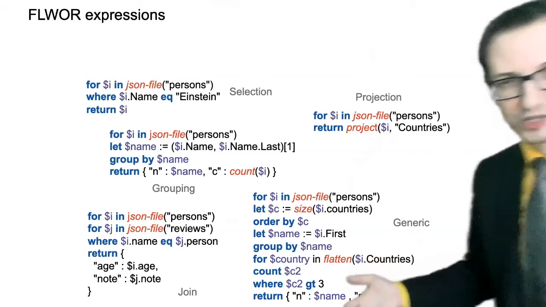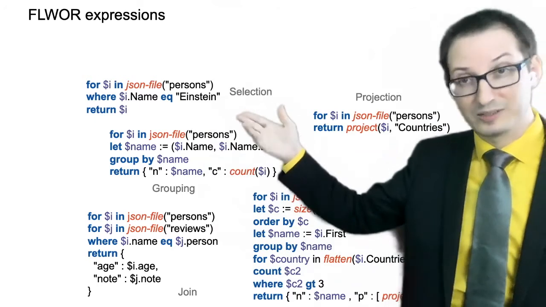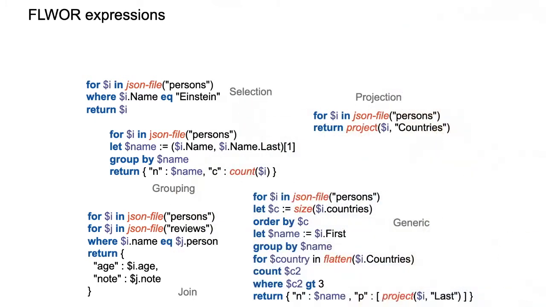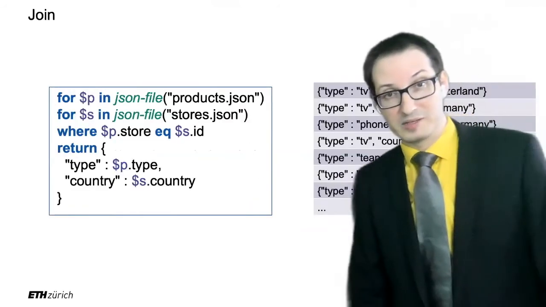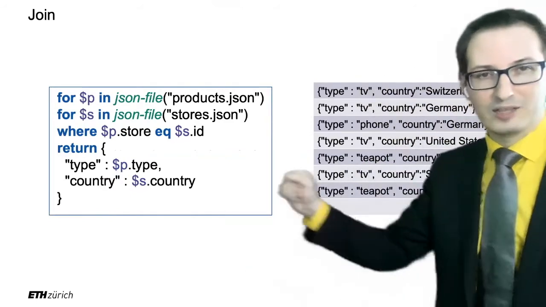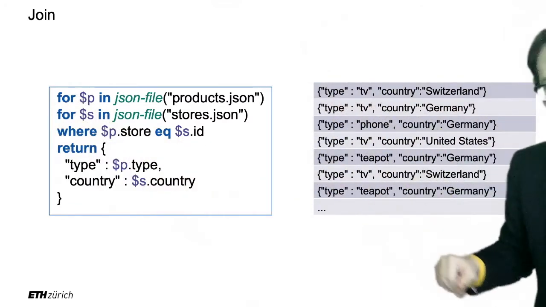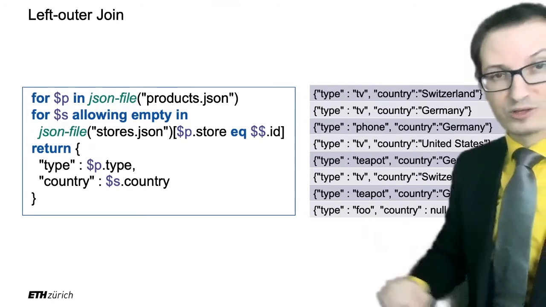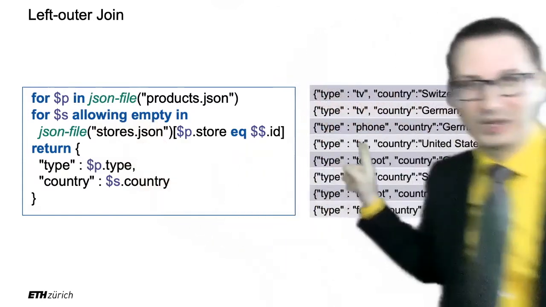It has the FLWOR expressions with which you can simulate the relational algebra with selection, projection, grouping, joins, or even fully generic, because it's even more flexible than SQL, right? So this all comes from XQuery, the FLWOR expression. You can even use it to join with for and where, right? And in Rumble, we also optimize and detect these joins so that it's processed efficiently at the Spark level. You can have left outer joins with the allowing empty, that's also from XQuery.